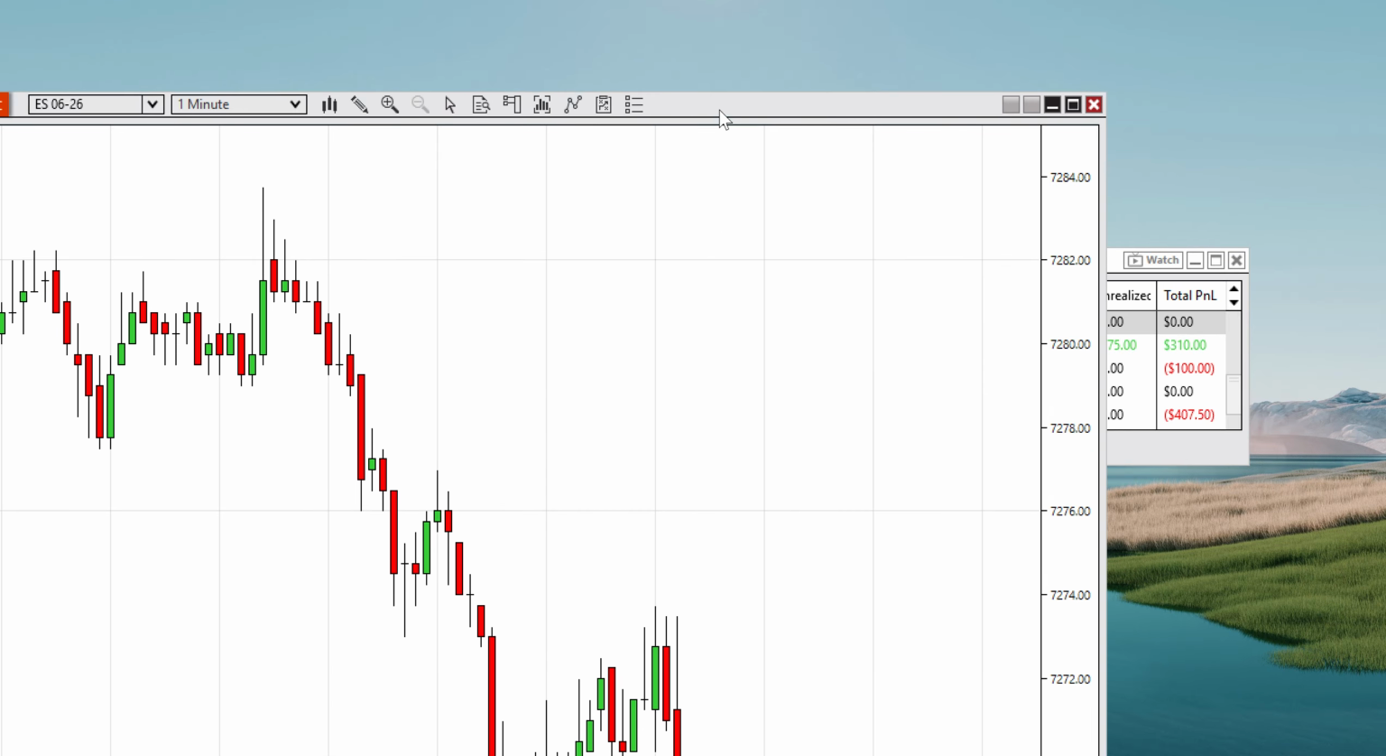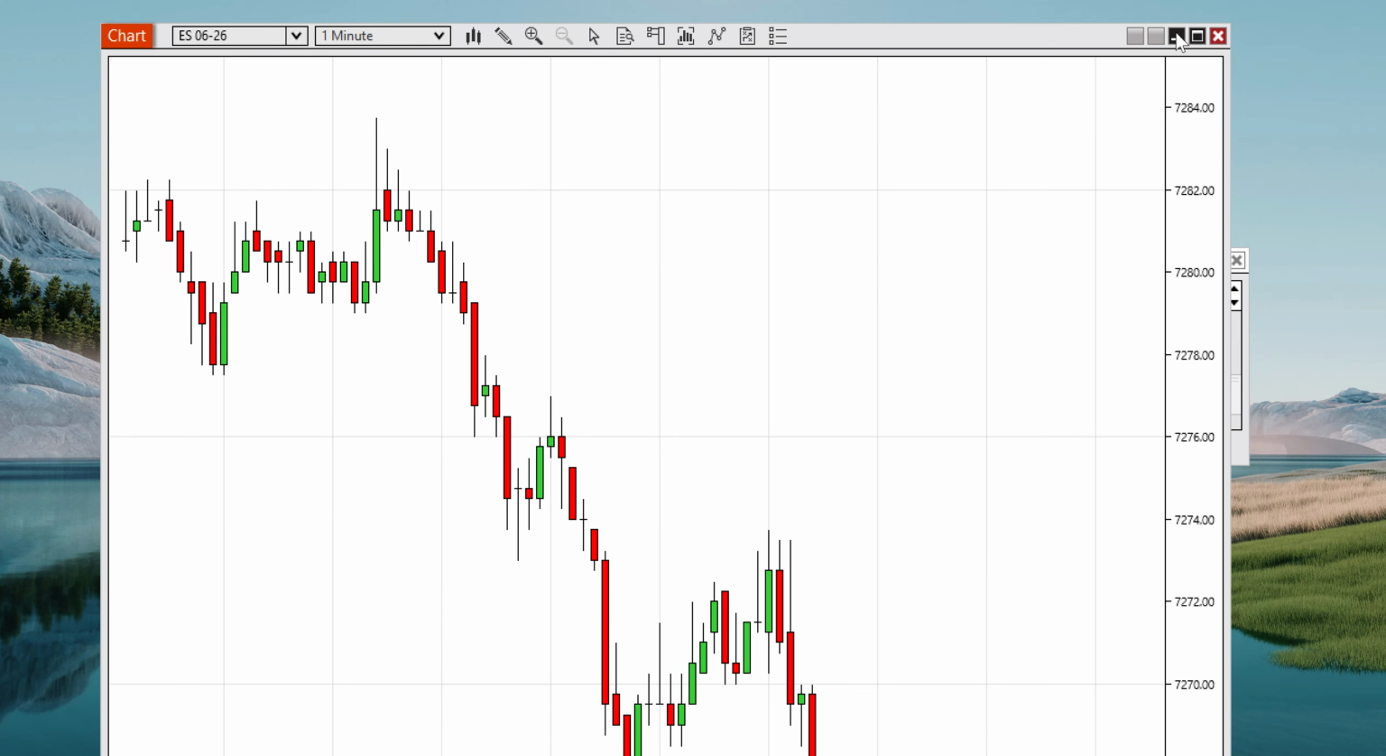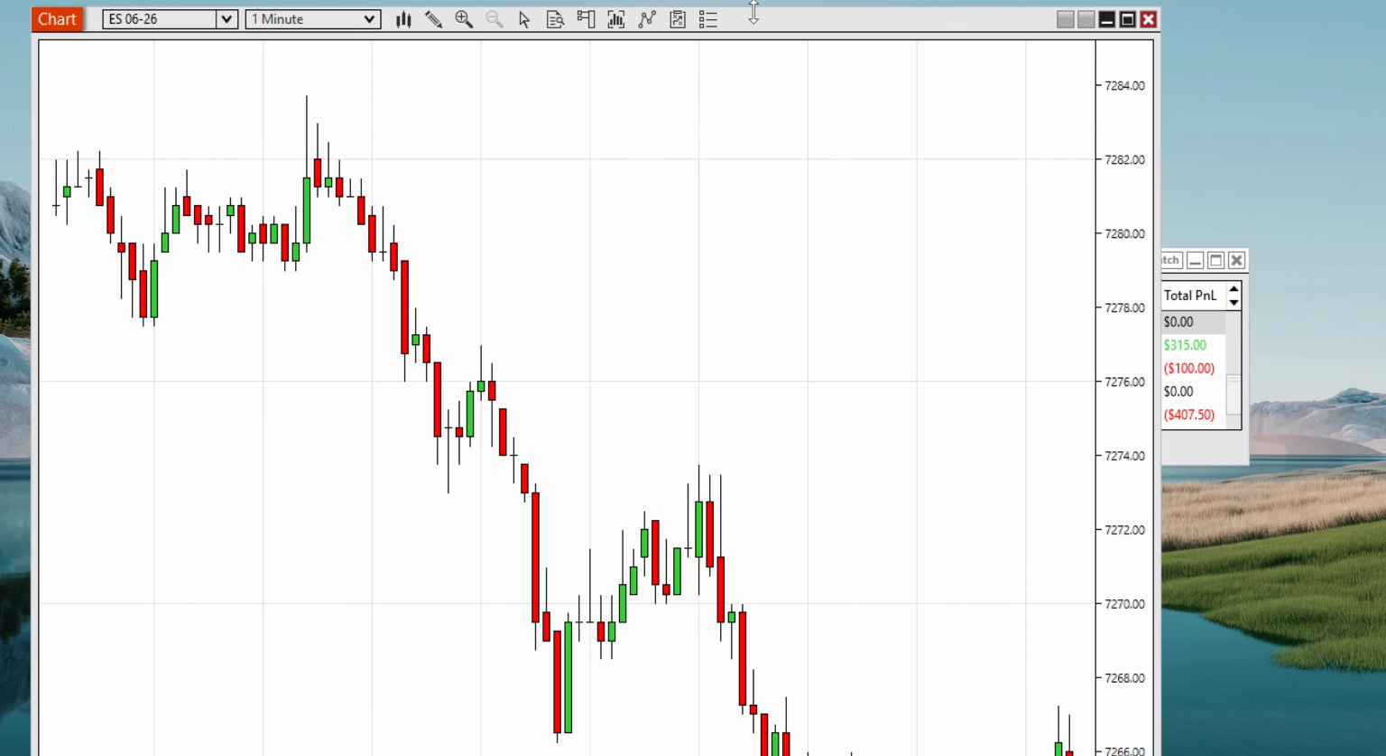Once I click that, I get this window. Let me resize this a little bit.